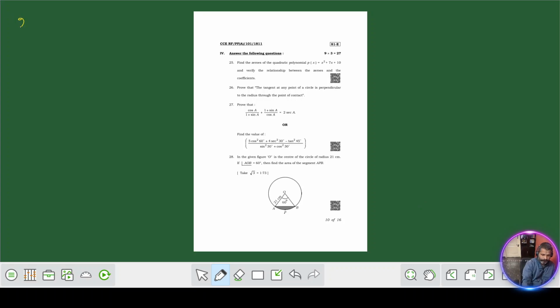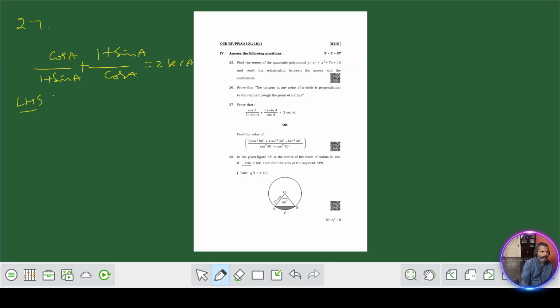27th. Prove that. It's again a trigonometry chapter question, and we'll have a choice in this. So I'll show both the questions here. Prove that cos A by 1 plus sin A plus 1 plus sin A by cos A is equal to 2 secant A, right? We have to prove that.